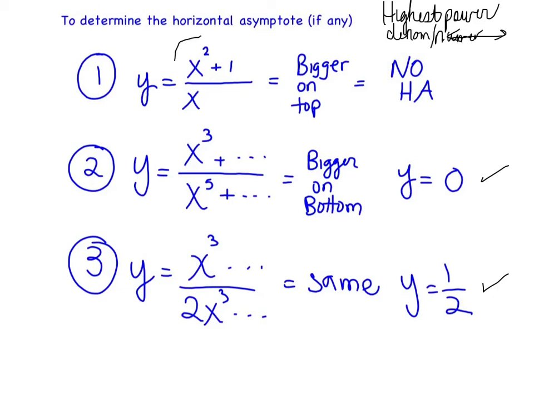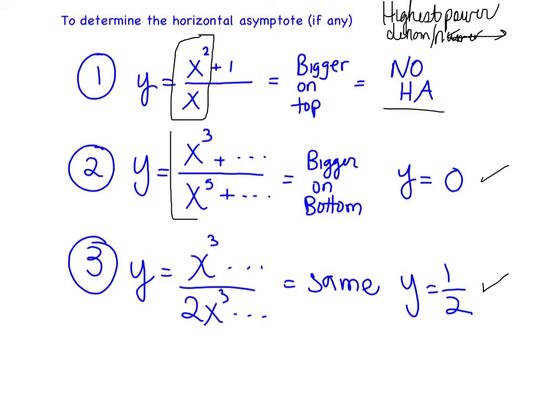So looking at this here, I would pick x squared in the top and x in the bottom, and I would compare their exponents. This particular one, the bigger exponent is on the top. If the bigger exponent is on the top, it does not have a horizontal asymptote.